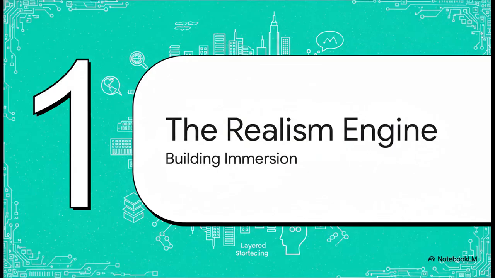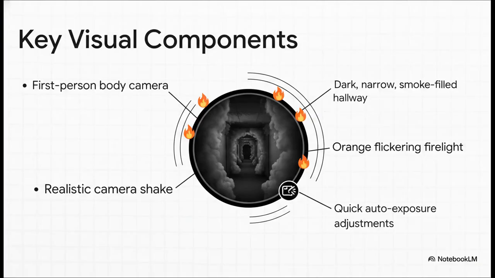All right, first things first, immersion. To tell a story this fast, you can't waste any time. You have to drop the viewer right into the middle of the action and make them believe it instantly. This prompt does that with what I like to call a realism engine. Just look at all these details. This isn't just a list of specs. It's basically a recipe for feeling like you're there.